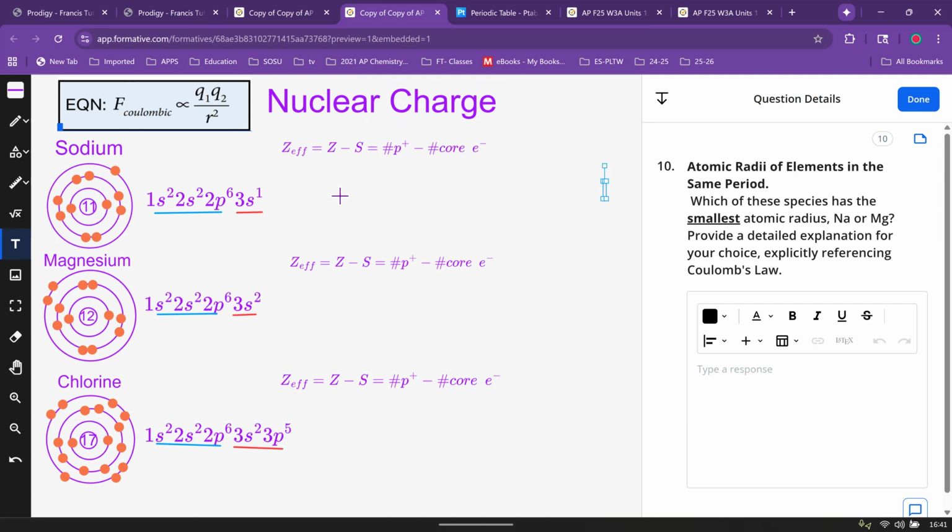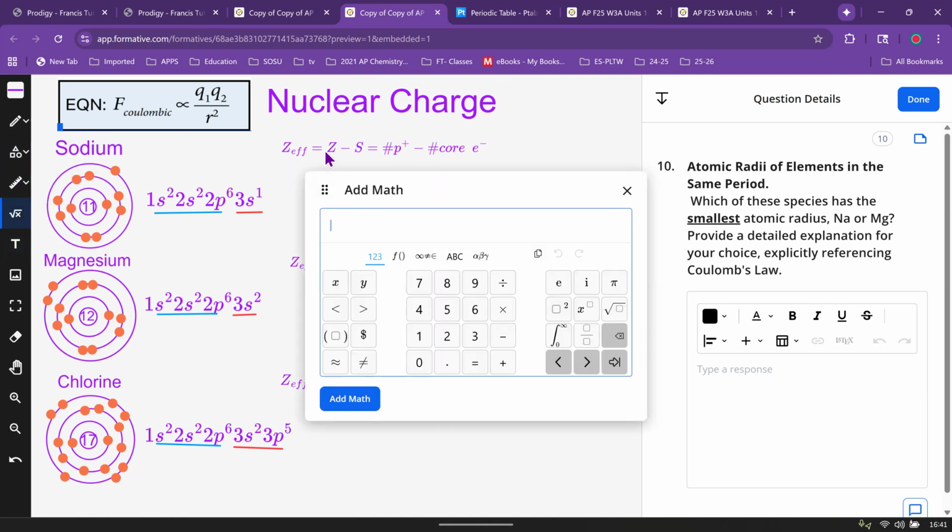Now, we noticed when we had group trends that as we went down a group, and our last example was magnesium and calcium in the previous problem, the effective nuclear charge did not change, even though there were added protons. That's because there were more core electrons as we go down the group that affect the overall effective nuclear charge. Here, we're going to see that each of these atoms have the same number of core electrons, but a different number of protons. How does that affect the effective nuclear charge? So let's go ahead and look at that.